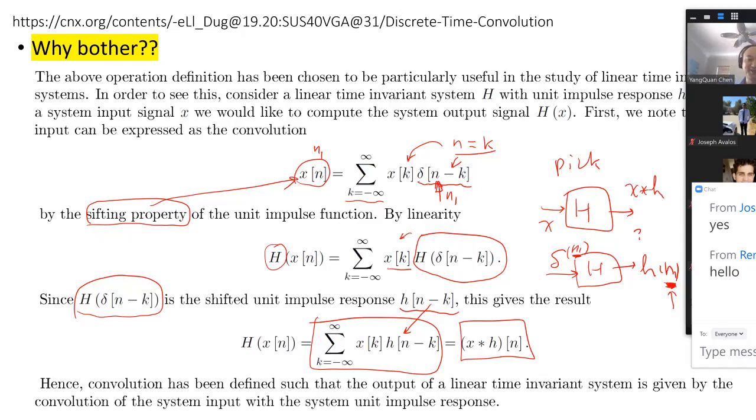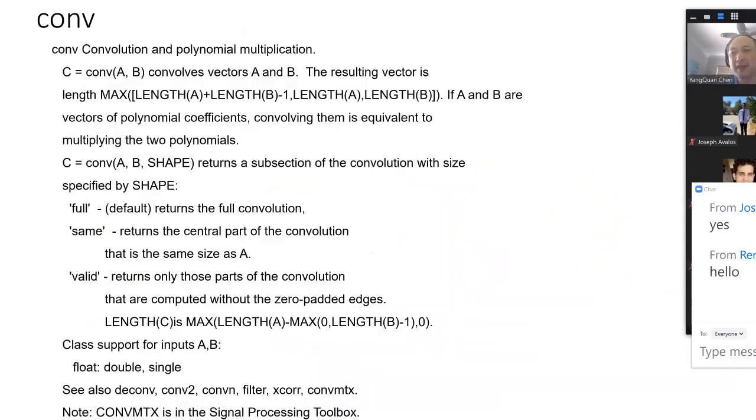So that solves all the linear system response. Okay, so that's why we bother to learn this convolution. But in a computer you actually can do the convolution by using this command. It's conv. A is an array, B is another array.